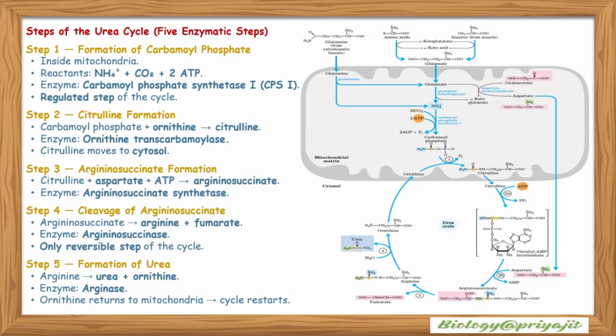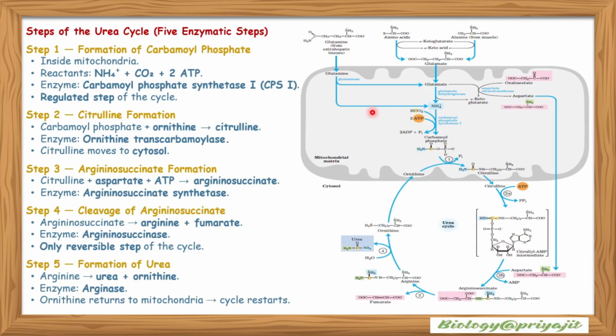Steps of the urea cycle. There are 5 enzymatic steps. The first step is the formation of carbamoyl phosphate. This occurs inside mitochondria. NH4 reacts with carbon dioxide and 2 ATP with the help of the enzyme carbamoyl phosphate synthetase. It is the regulated step of the cycle.